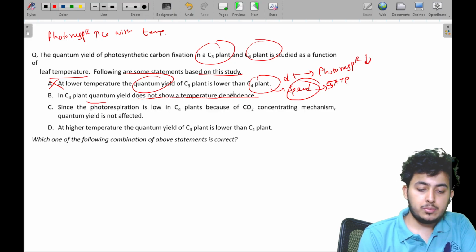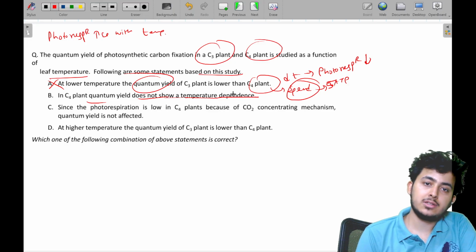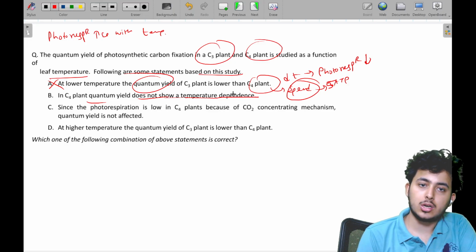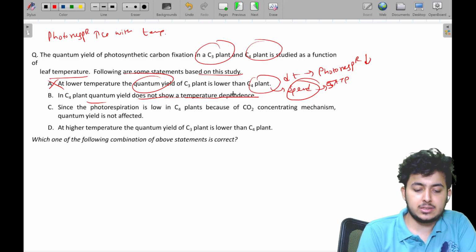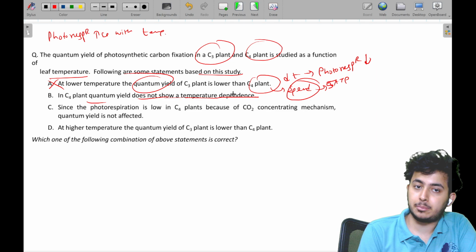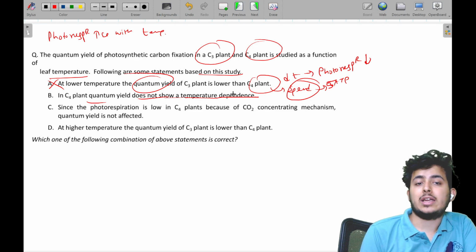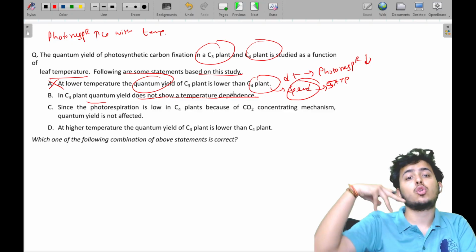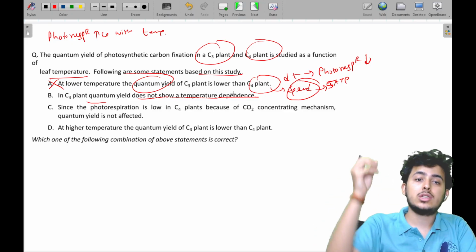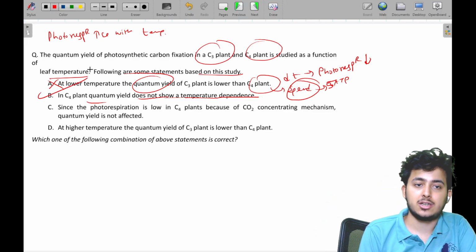Basically, C4 plants suppress photorespiration, so that's why quantum yield does not show any kind of temperature dependence. It remains stable with the temperature change because they are not affected by photorespiration, so a change in temperature does not change their quantum yield because their photorespiration is not changing, guys. So that is the correct option.